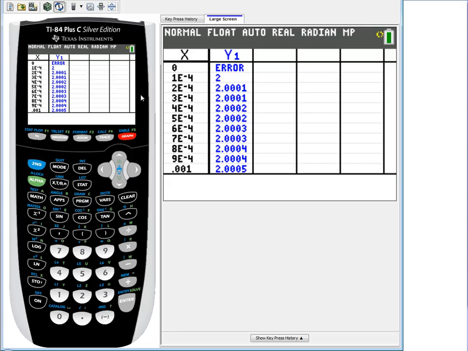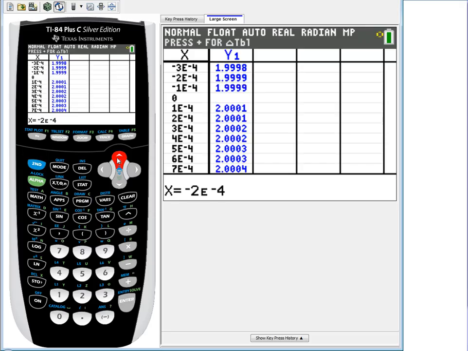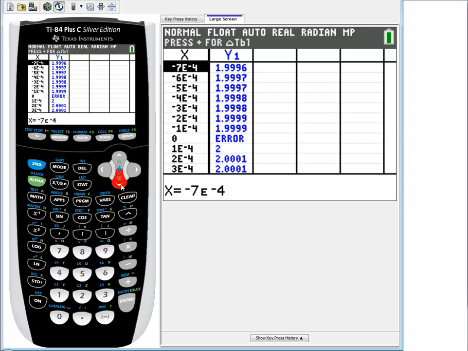Okay. As expected, we get an error at 0, but as we get, now these are in scientific notation. I could probably make these display as decimals, but we don't need to. What is 1 times 10 to the negative 4? Yeah, 0.0001, right? And this is 0.0002. If I scroll upward, let's kind of put 0 in the middle. It's pretty clear we're approaching a value there, isn't it? What is it?